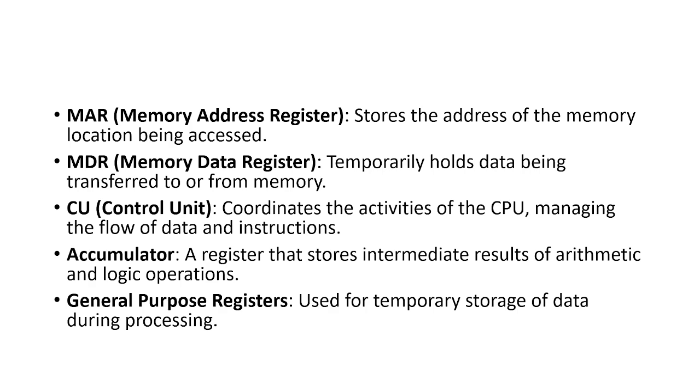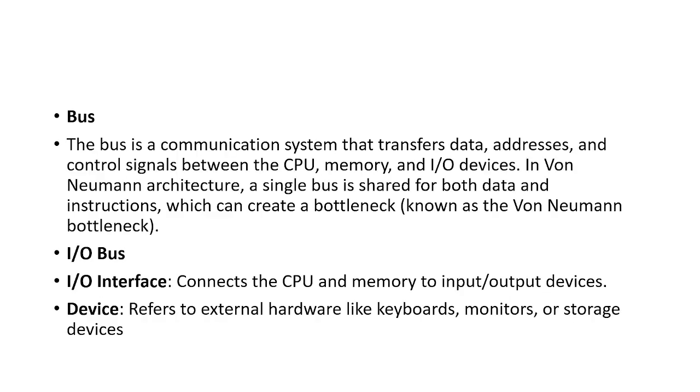The control unit coordinates the activities of the CPU as well as managing the data flow among the components, and between memory and CPU. And the general purpose register, of course, is mainly used for temporary storage of data during the processing.